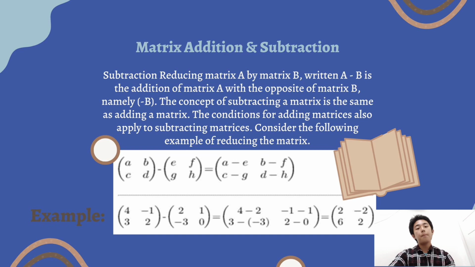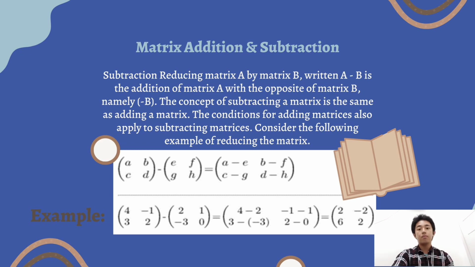So 4 minus 2 equals 2. We put it in the first row and the first column. Negative 1 minus 1 equals negative 2. We write it in the first row, second column. Okay, so 3 minus negative 3 gives us 6, because when negative meets minus, it becomes positive. So that is 6. We write it in the, can you guess it? Yes, the second row, first column.